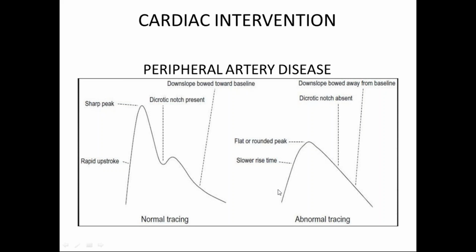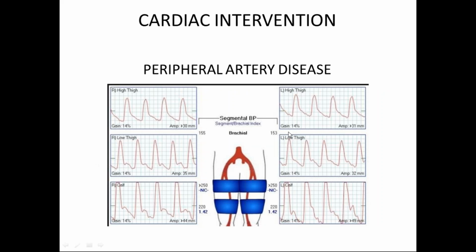So when it's abnormal, the upstroke is not as steep. The peak is flat and rounded, so it's not a sharp peak, and then the dicrotic notch is absent, and the downslope bows away from the baseline. See, there's an indentation there. So this is what the abnormal tracing looks like.